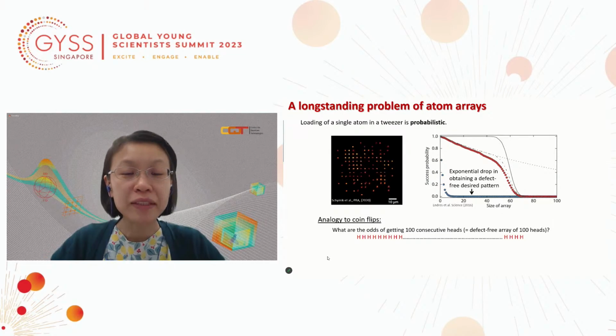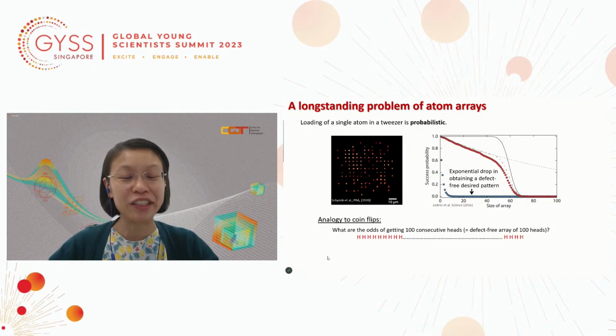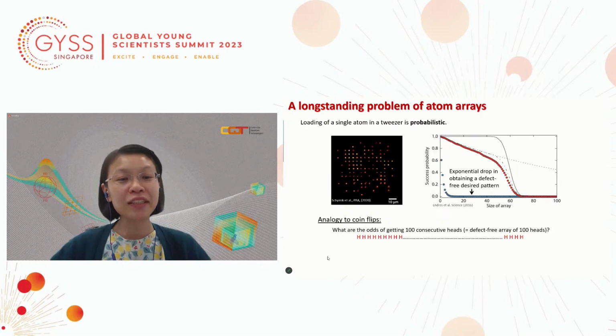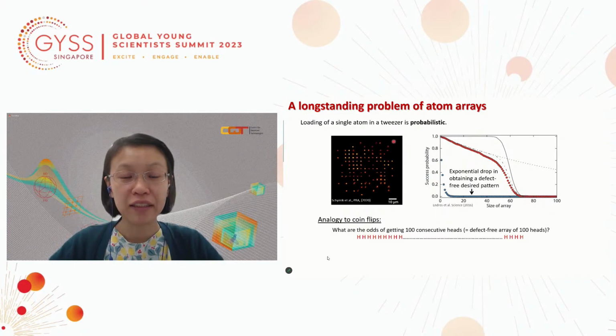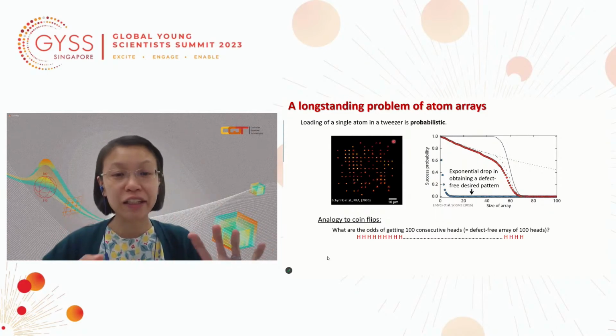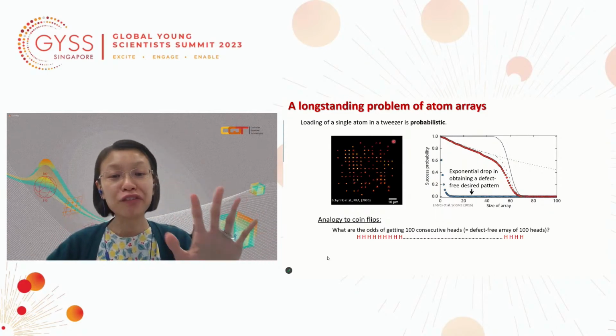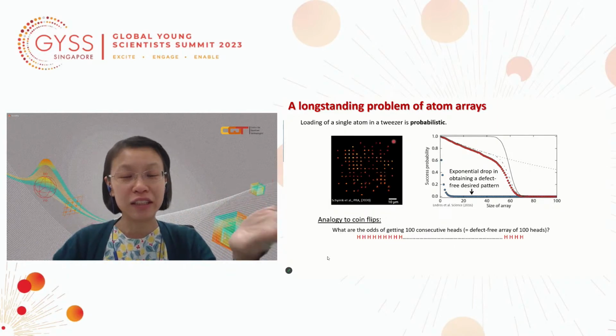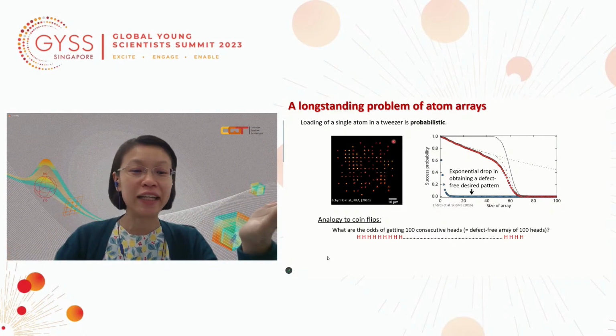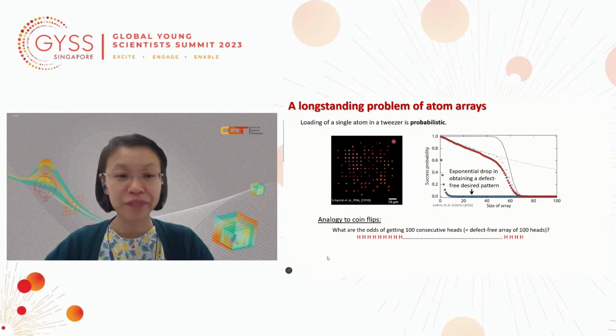However, one problem is that if you have 400 traps, it doesn't guarantee you 400 atoms, because it turns out that the loading of single atoms into a tweezer is probabilistic. In fact, due to an understanding of atomic physics, that probability is about 50% or so. So the probability of loading a single atom into a tight trap is the same as getting a hit when you flip a fair coin.